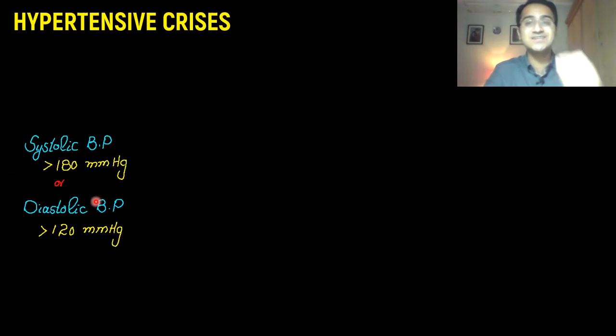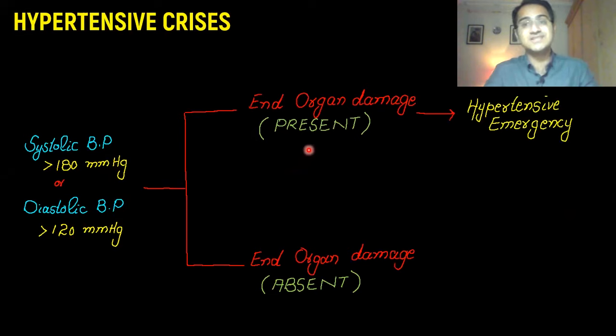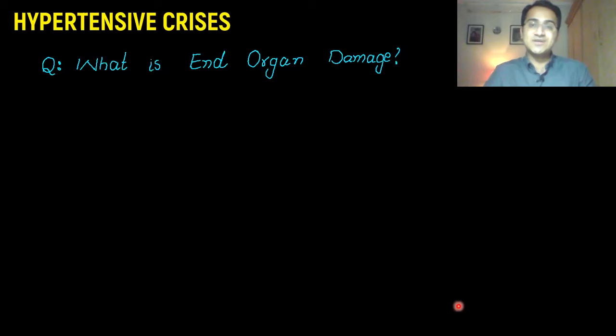Now, the next thing that you have to see, if the patient has blood pressure like this, is whether there is end organ damage present or not. If the end organ damage is present, that is called hypertensive emergency, and it has a different management protocol. When the end organ damage is absent, it is called hypertensive urgency. What counts as an end organ damage?